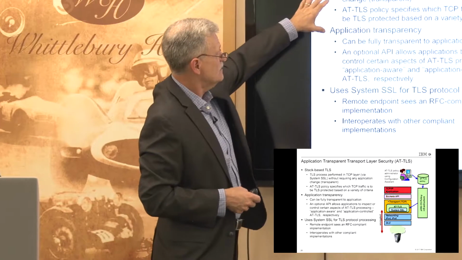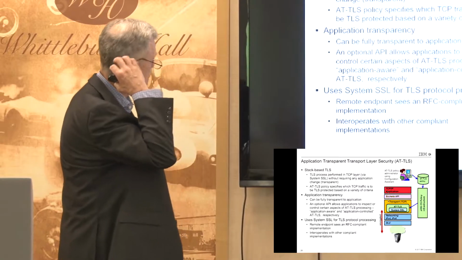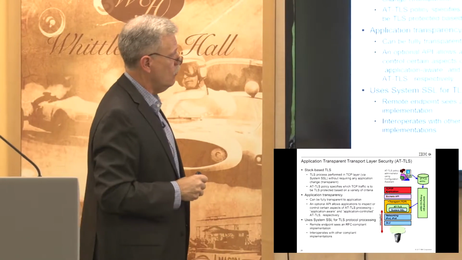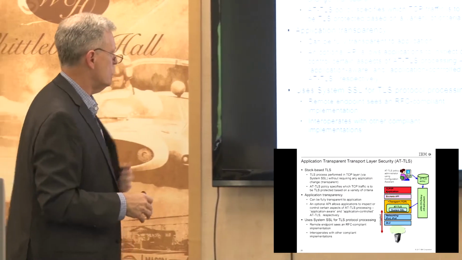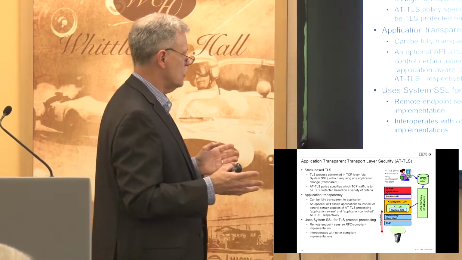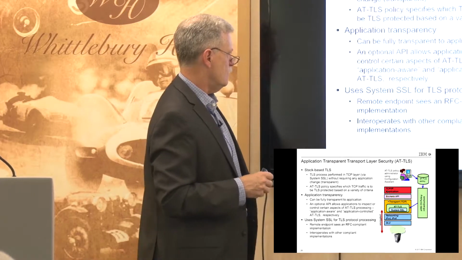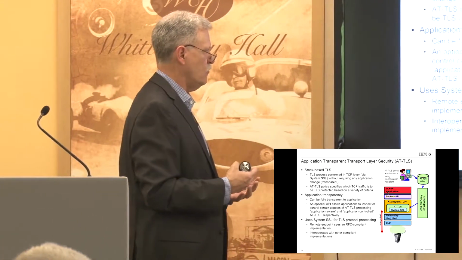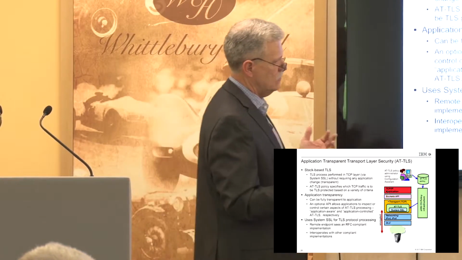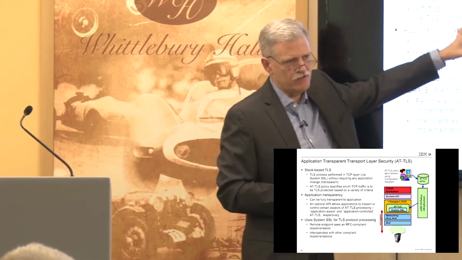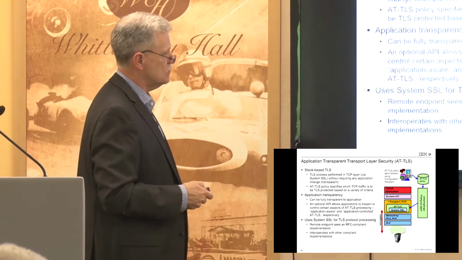The green boxes represent how we control the invocations into SSL. Again, it's stack-based support. Most of you are familiar with it being transparent to the application, and we use policy-based configuration to control which applications use this. It can be fully transparent or partially transparent. An optional API allows the application to inspect or control some aspects of it. We also surface that to our users, but basically it serves as a remote endpoint. It sees an RFC compliant implementation and interoperates with other implementations, so the other platform doesn't have to know anything about how we're using SSL. It basically meets the standards.